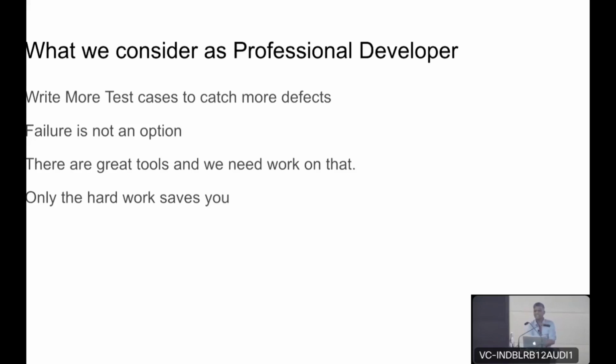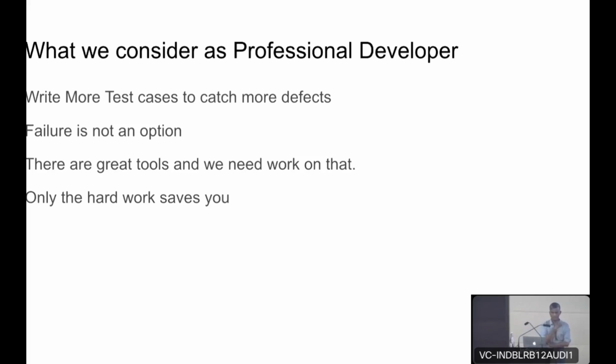So what do we consider a professional developer, if we want to claim ourselves professional developers? These are all the things that we consider. We write more test cases to catch more defects. How many of you agree, right? Yes. Failure is not an option. We are dealing with crores and crores of rupees. We cannot fail. We are dealing with a lot of appraisals, on-sites. We cannot fail. There are great tools and we need to work on those tools to do our job.